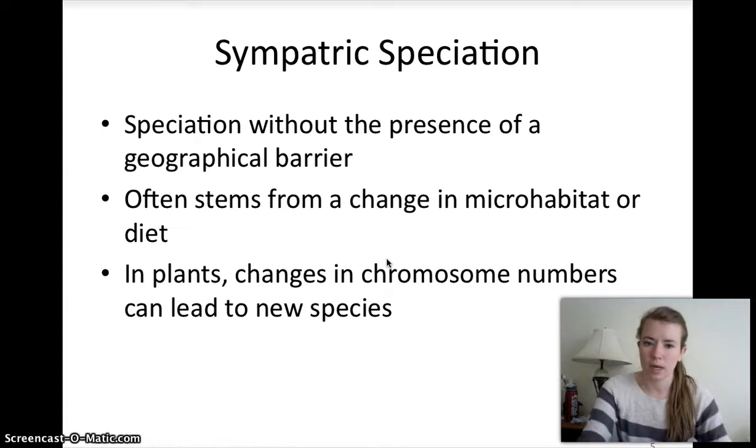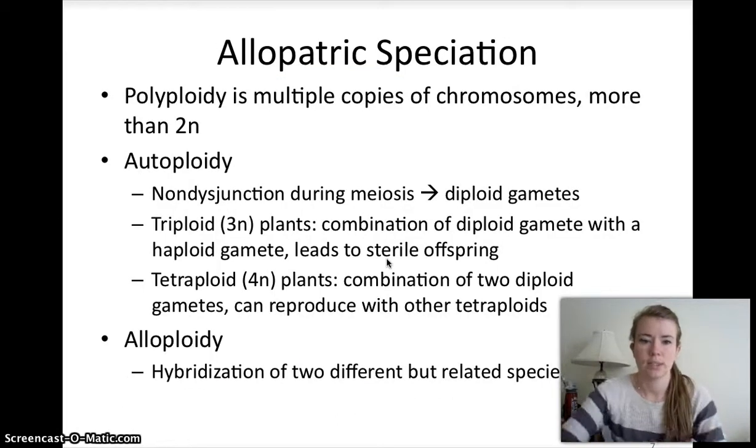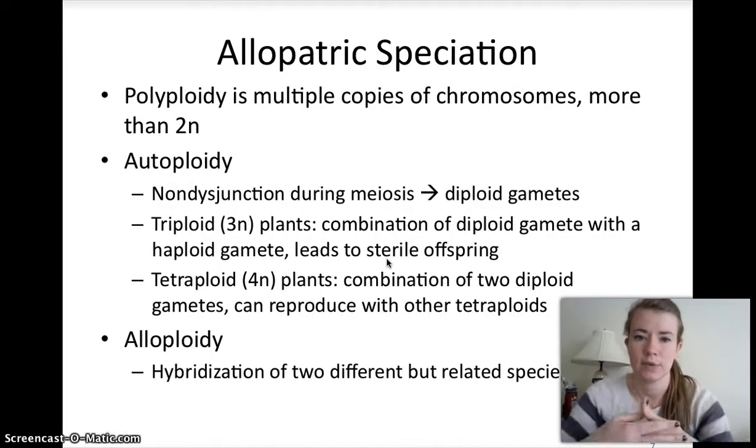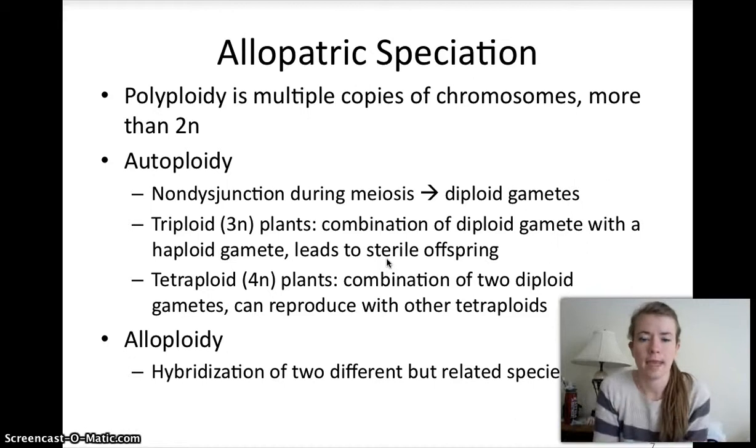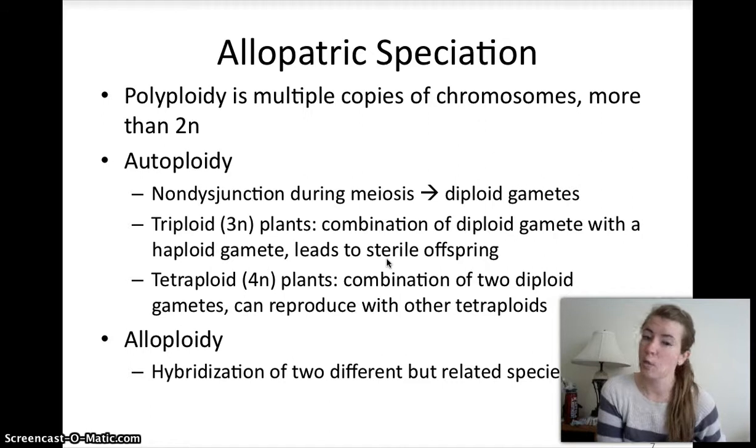The more common one happens in plants. What happens with that is we see something called polyploidy, which is multiple copies of chromosomes, more than 2n. Remember that in us, all cells in our bodies have 2 copies of each chromosome, one from mom, one from dad, and our gametes are n. They have 1 copy of each chromosome. In plants, because of self-fertilization and things like that, it's often very likely that they have increased numbers of chromosomes.